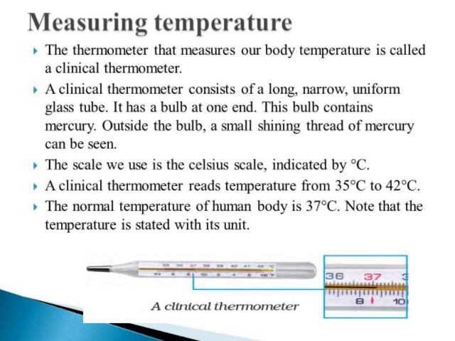Measuring temperature. A thermometer that measures our body temperature is called a clinical thermometer. A clinical thermometer consists of a long, narrow, uniform glass tube. It has a bulb at one end. This bulb contains mercury. Outside the bulb, a small shining thread of mercury can be seen. The scale we use is the Celsius scale indicated by degree Celsius. A clinical thermometer reads temperature from 35 degrees Celsius to 42 degrees Celsius. A normal temperature of human body is 37 degrees Celsius. Note that the temperature is stated with its unit.